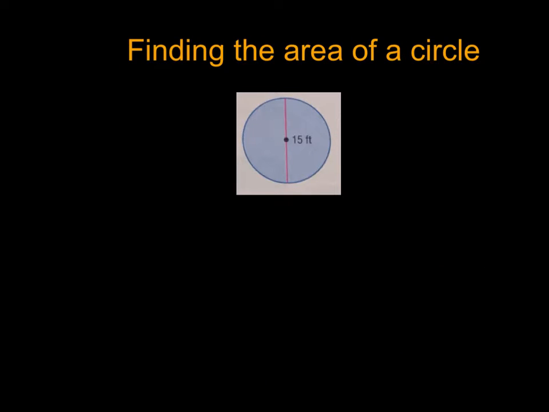Let's take a look here at this circle where we are given the diameter, the line that goes all the way through, d for diameter. So we're given the diameter. Let's look at this one. I start by writing out my formula. Area equals pi r squared. You're going to do the same thing today.